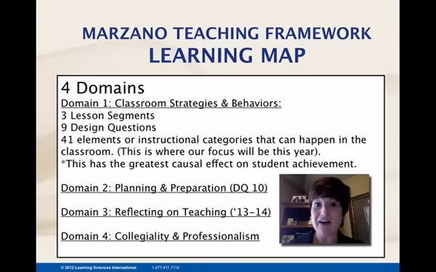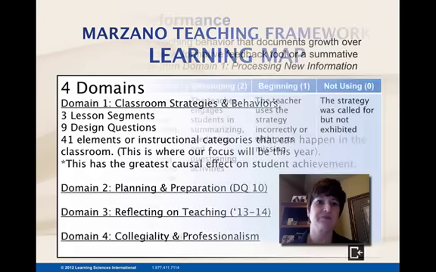So if you don't have your Marzano TLE map, now would be a great time to go grab it. I'll do a quick review. It's 4 domains. The one that we will spend the most time in is Domain 1, Classroom Strategies and Behaviors. This is the greatest area for student achievement, and really about 68% of the evaluation total all comes from Domain 1. So that's a big part of our focus this year.